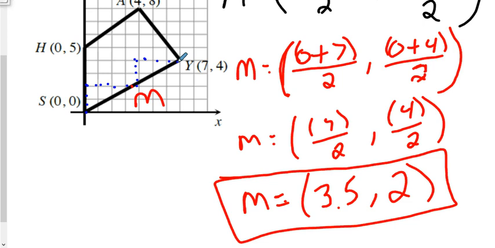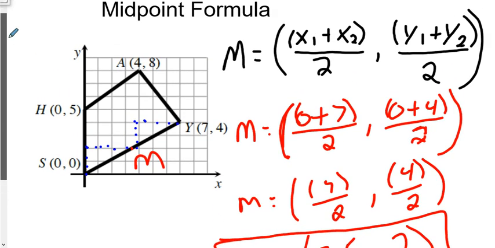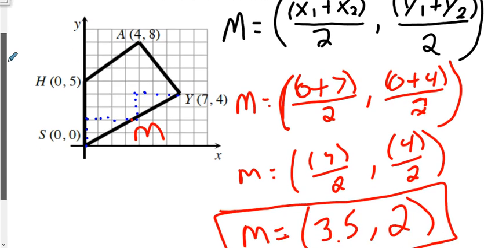But the quick way to find the coordinates, because we may give you points that are really far apart, you don't have to count those, is to use the midpoint formula. So basically average your x values, average your y values. That's going to give you the coordinates of the midpoint.